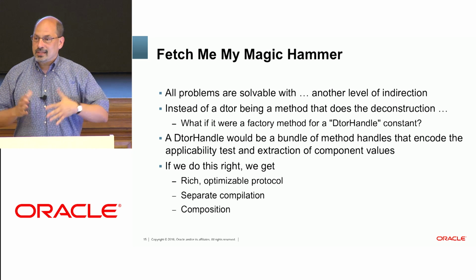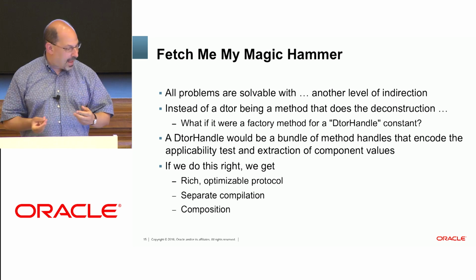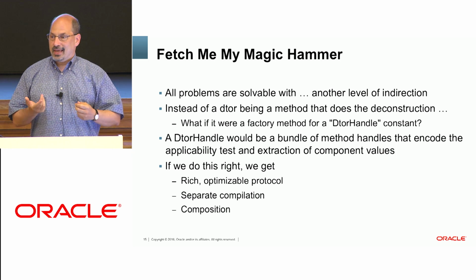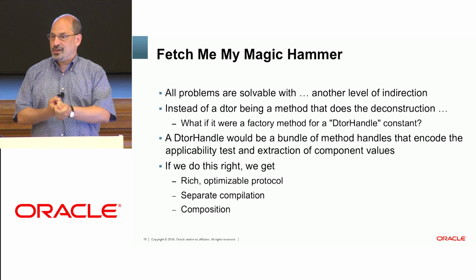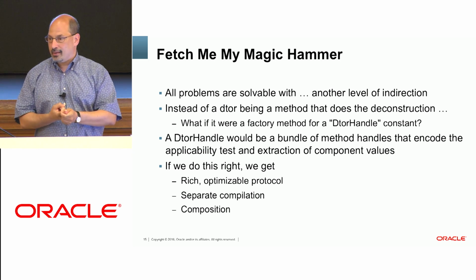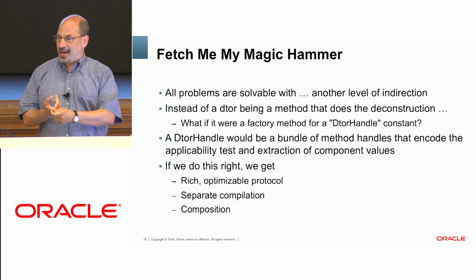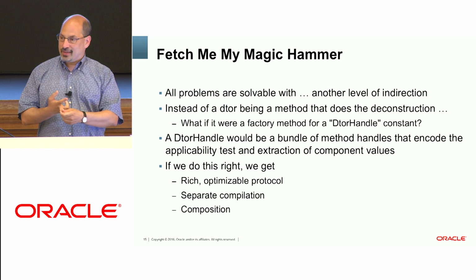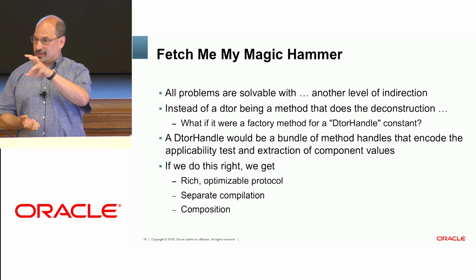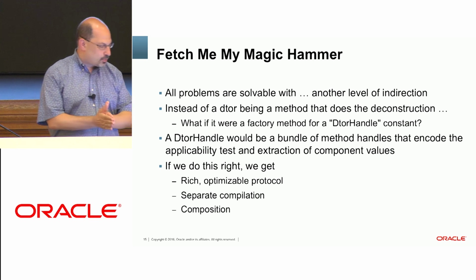So let's model a deconstructor as a tuple of method handles. It's got one to look at the target and say, do you match or not? And that thing returns Boolean. And if that said yes, it has a bunch more method handles that each extract one component, which probably are going to be field accessor method handles.